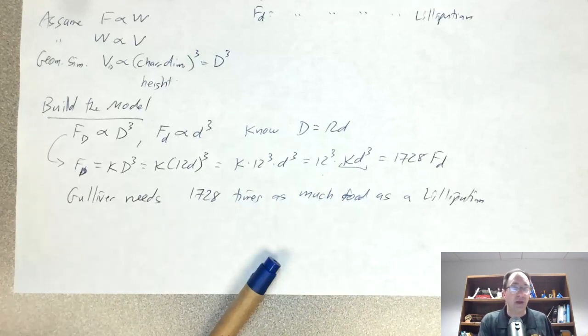So there you have it. You can decide whether that makes a reasonable model or not, but it did for Jonathan Swift and Gulliver, and we'll do another example in the next video.